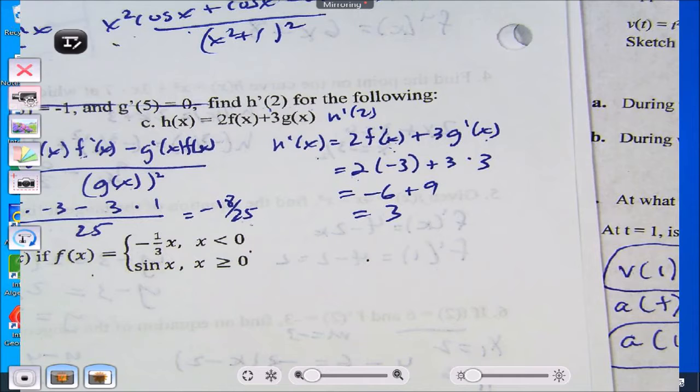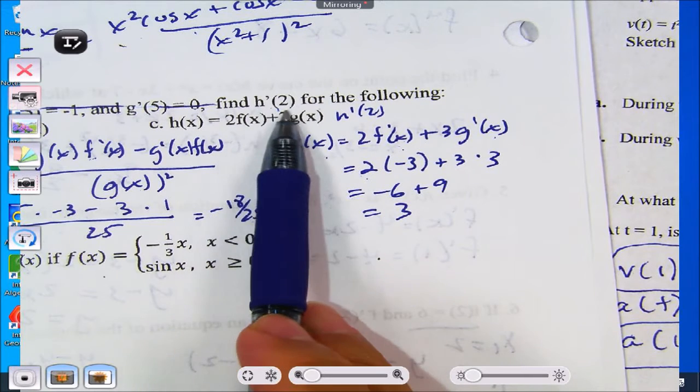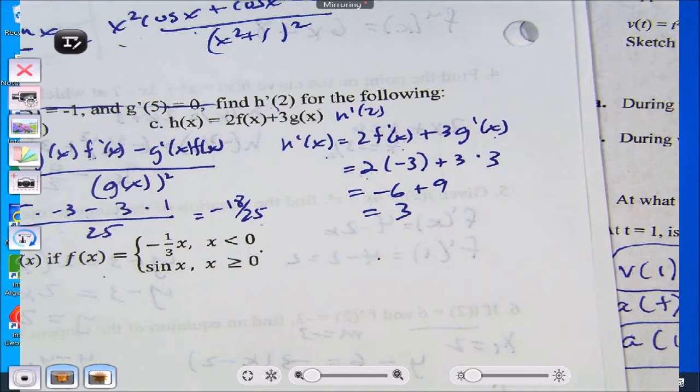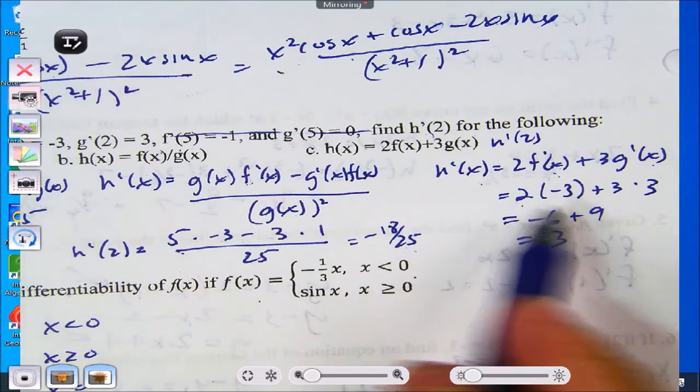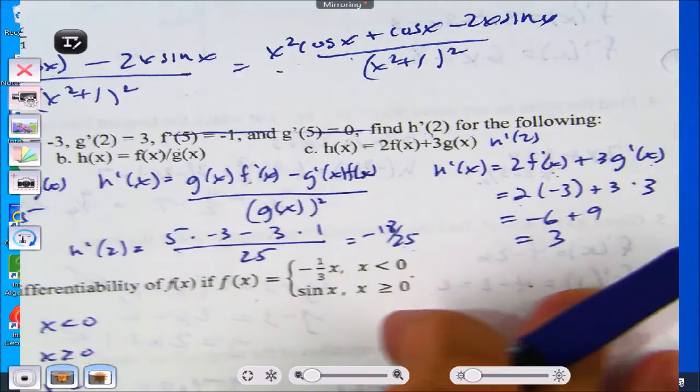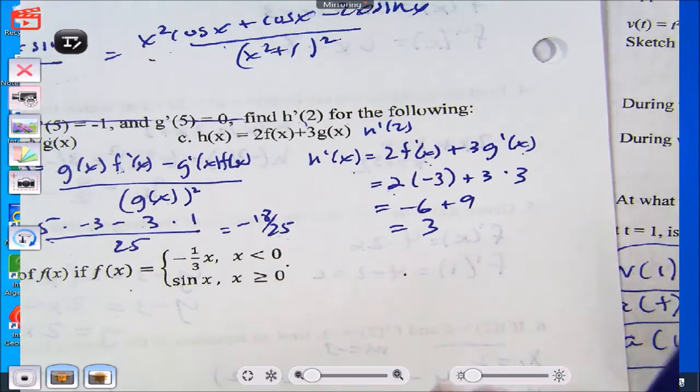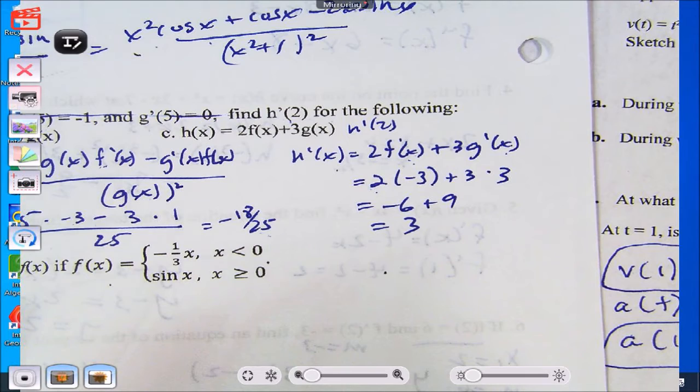I probably did this wrong, but you put 2f prime of x. I just had 2f of x. Yeah, but the directions say find h prime of 2. Oh, I was looking at just the h of x equals 2f of x. Right, but it was h prime of 2 for all of them. I thought if it was h of 2, then we would just plug it in. Yeah. When do you use chain rule?